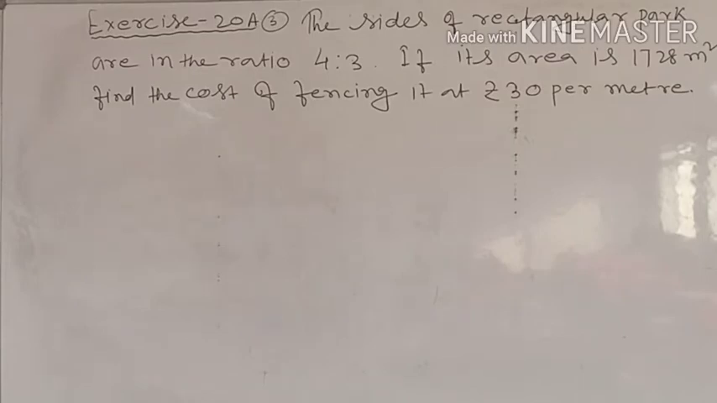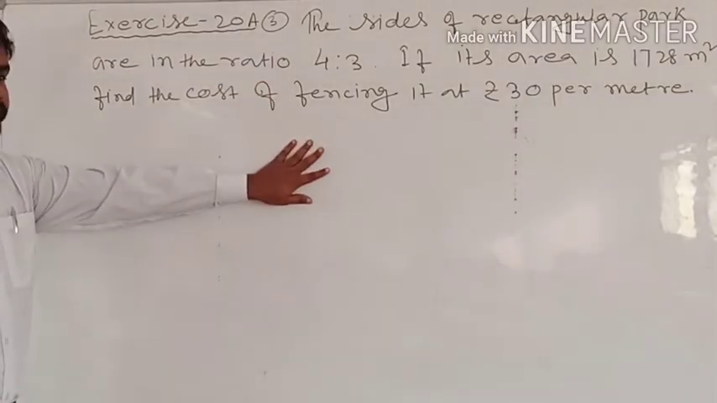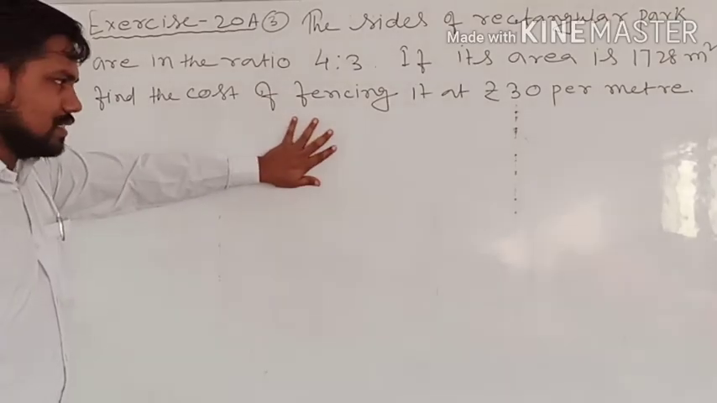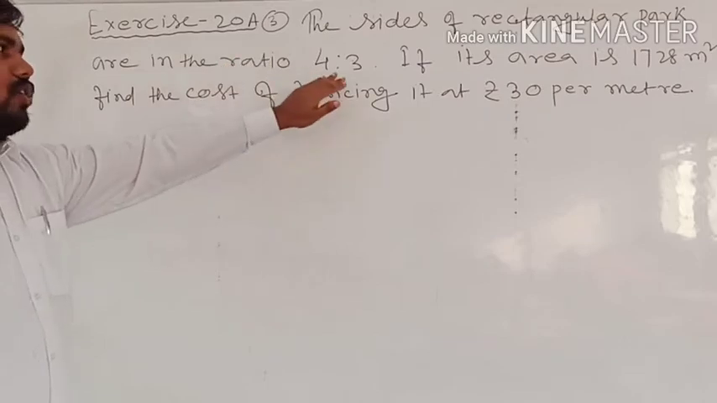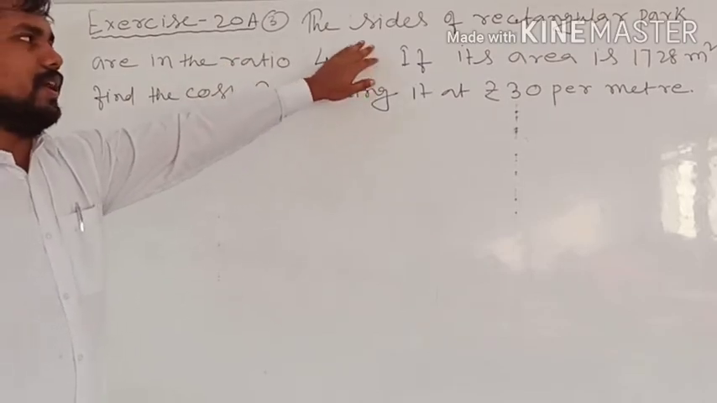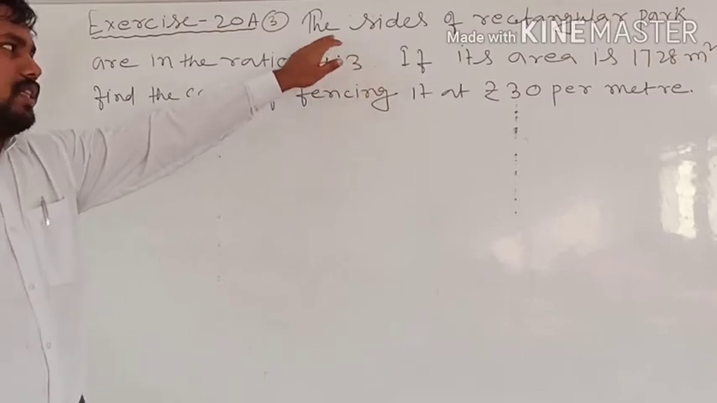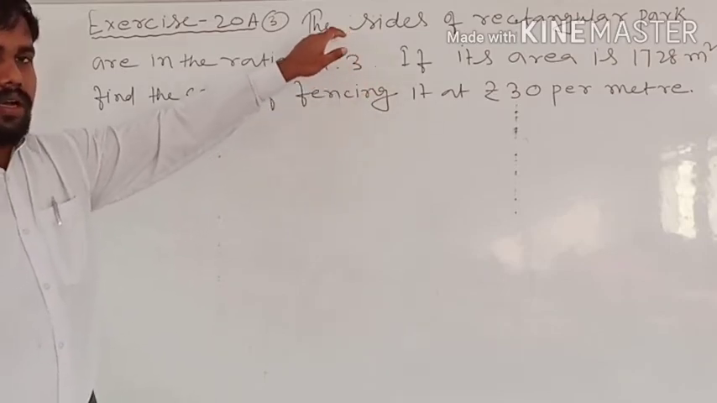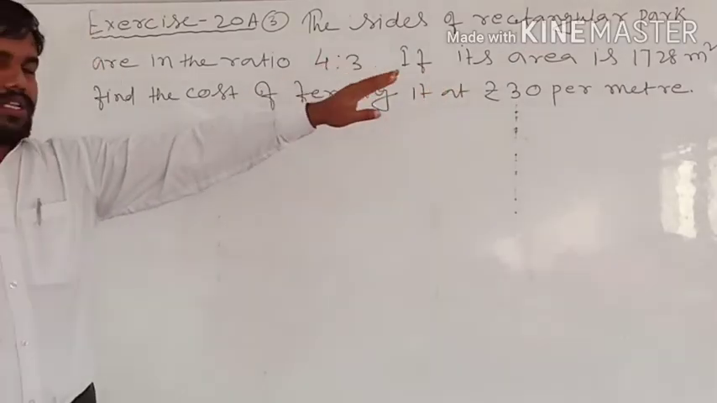See, these are actually questions which are very practical and very useful in our daily life also. This question is asking, question number 3, the sides of a rectangular path are in the ratio of this. So here the side measurements are not given. Don't think that this is the length and this is the breadth. These are the ratio of the sides, length and breadth. Its area is also given.